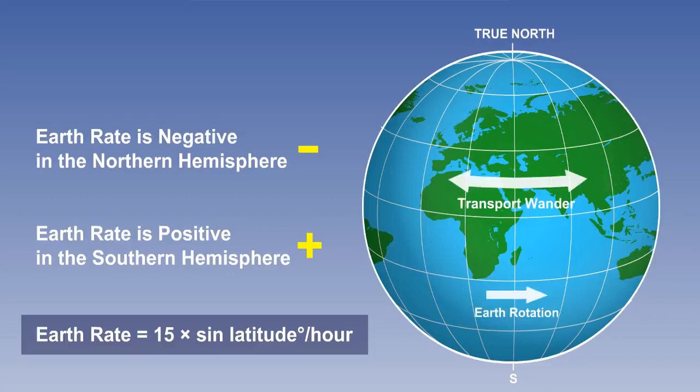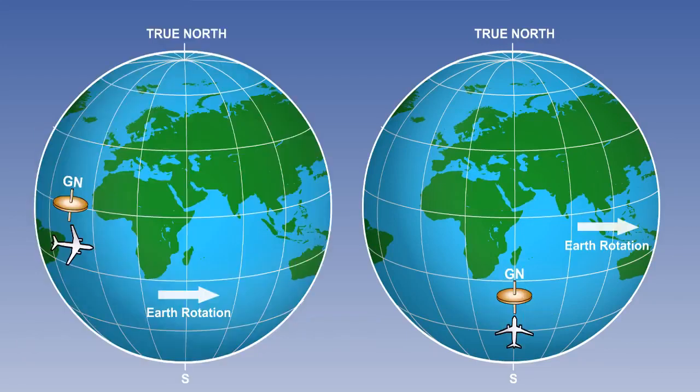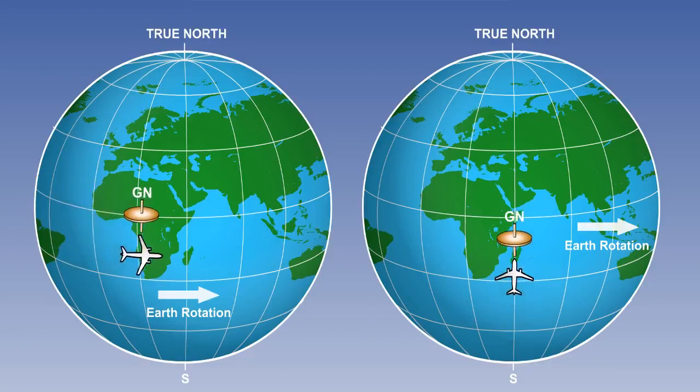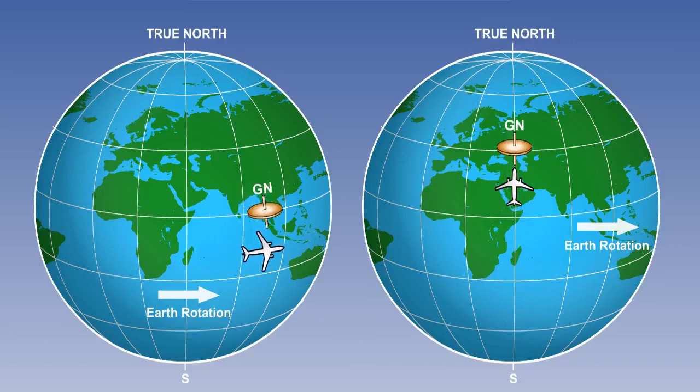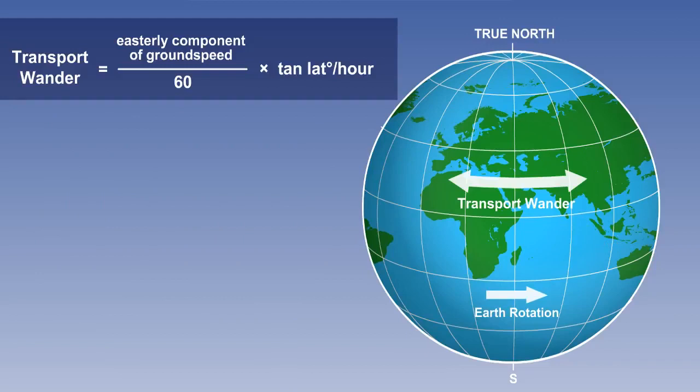Note that transport wander occurs when the gyro is transported in an easterly or westerly direction across the Earth at latitudes other than the equator. At the equator, transport wander will be 0. It will also not occur on flights along a north-south meridian. The formula for transport wander is: transport wander equals the easterly component of ground speed divided by 60 times the tan of the latitude, in degrees per hour.